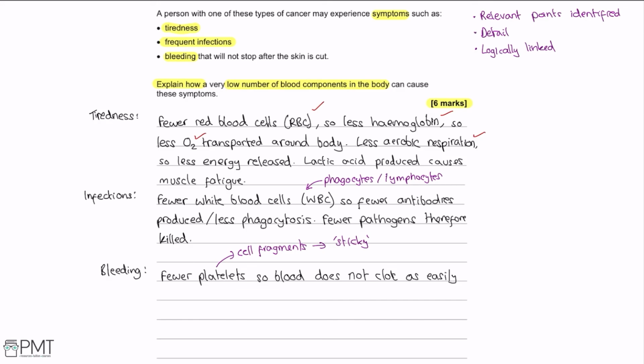So overall, you don't have to mention every single one of these points to get your full 6 marks. You can see we've got well more than 6 there, but they do have to link together logically, and you need to have enough detail that it all makes sense and is relevant to the question. Just make sure that you mention all of the symptoms. If you only mention tiredness and infection, say, you won't get full marks.